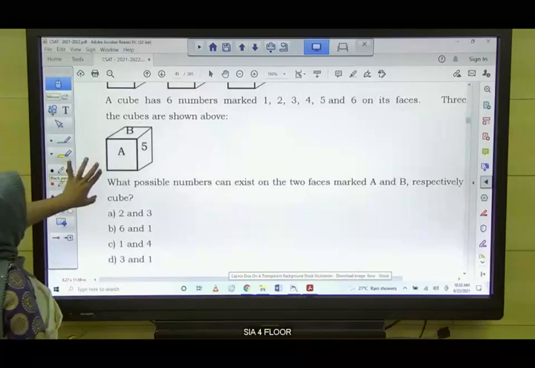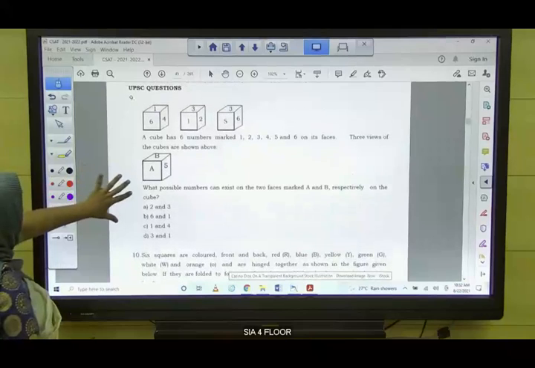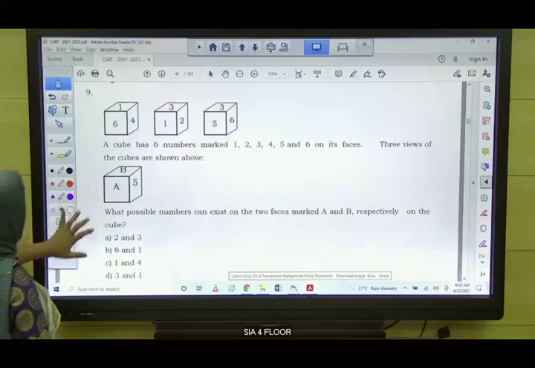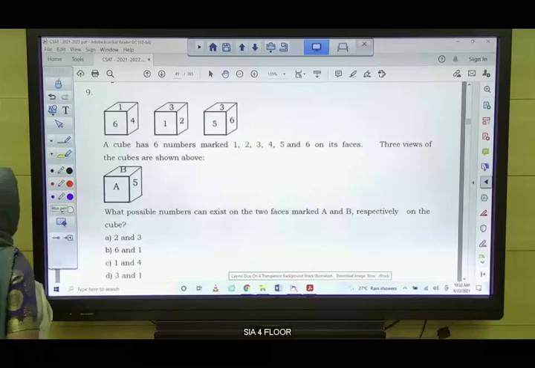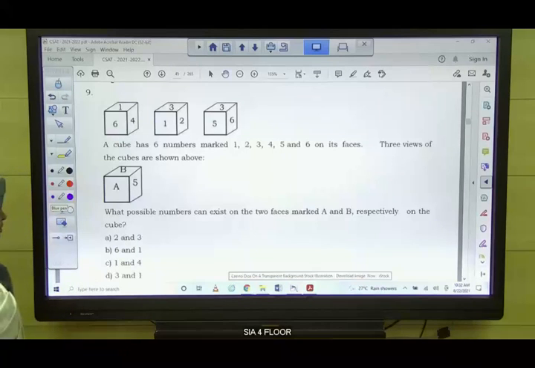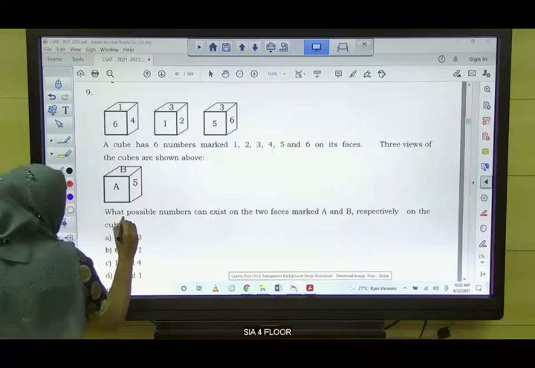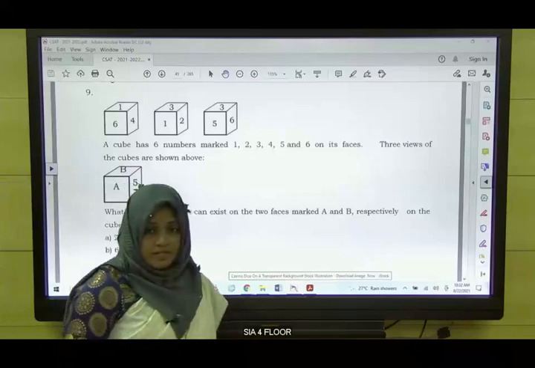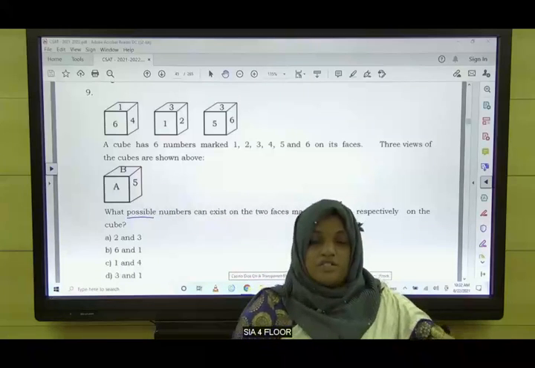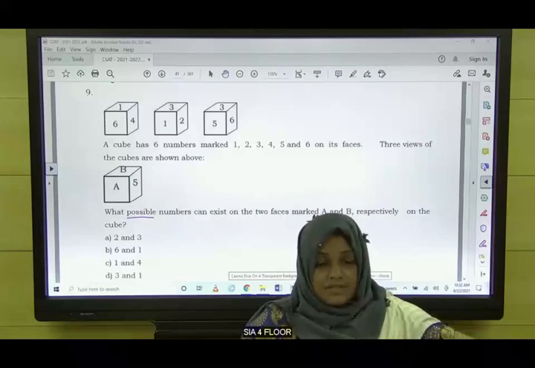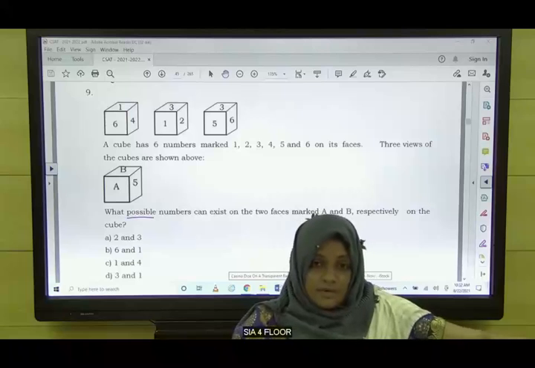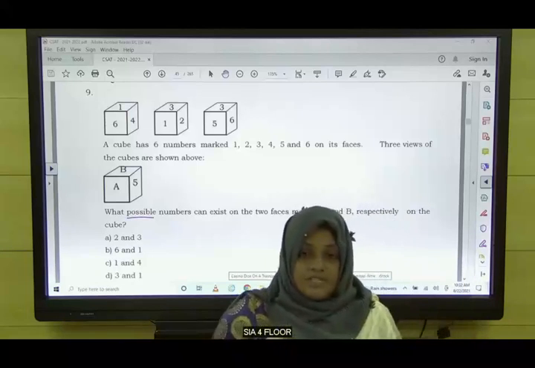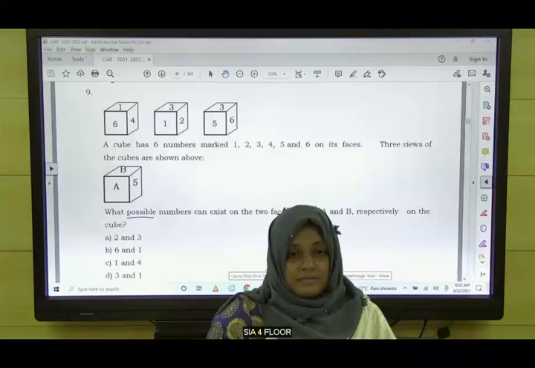Question number 9 is actually easy, but it seems to be a little tricky, where you have to think a little bit. See, I want to tell you one important thing about this question. The question contains the word possible. You know what is the meaning if a question contains the word possible? Possible means you cannot find out the answer for it exactly.